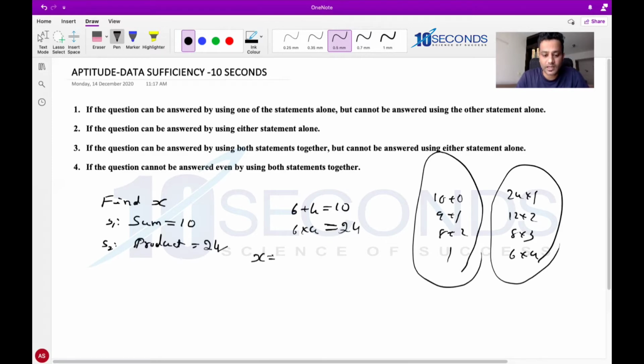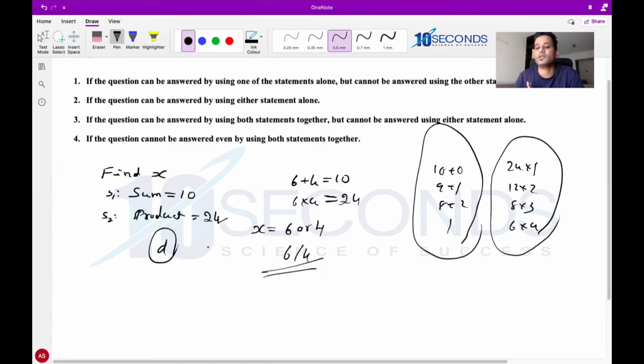Now what is x? x equals either 6 or 4, so you're not sure, isn't it? Maybe 6, maybe not 6, maybe 4, maybe not 4. In data sufficiency, if we have more than one answer, that means you're not sure about the answer. So the question cannot be answered, because x is either 6 or 4. So for question number 1, it is option D: the question cannot be answered even after combining both statements. It's clear, isn't it?